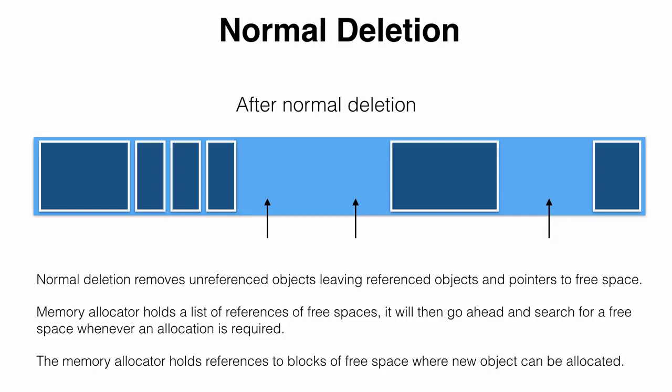But as you can see, it's kind of fragmented. There's no real linear order in this case. The live objects, which are in dark blue, are all just scattered out. So the memory allocator is just holding a list of references to free spaces, and even though these spaces are free, think about how this is working. It's going to have to go through and scan for these free spaces.